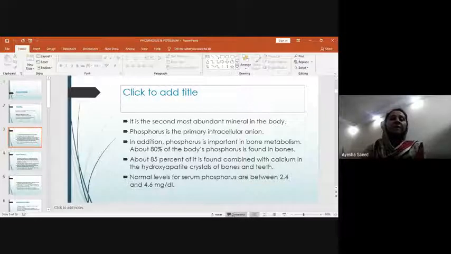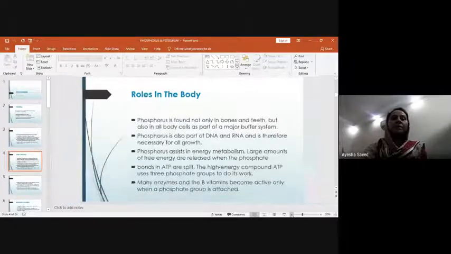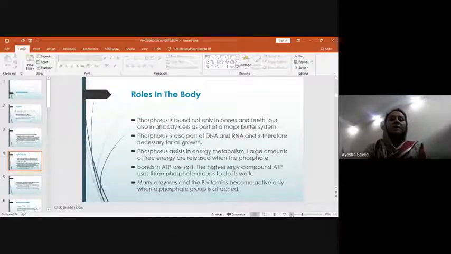Normal level of serum phosphorus is between 2.4. Phosphorus is found not only in bones and teeth, but also in all body cells as part of the major buffer system. Phosphorus is also part of DNA and RNA that are responsible for transfer of genetic material and is therefore necessary for all growth in the body.